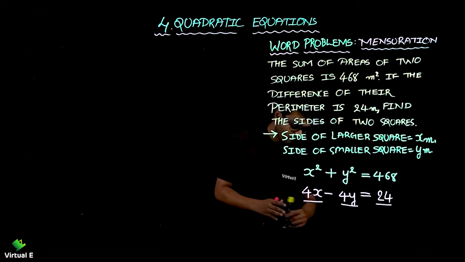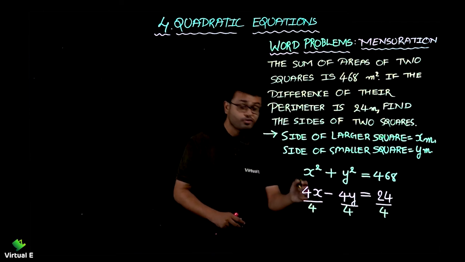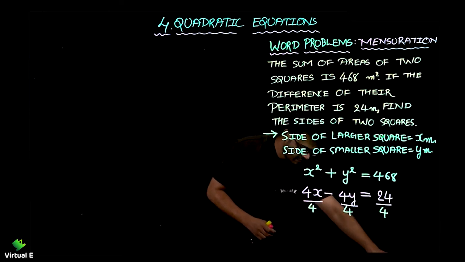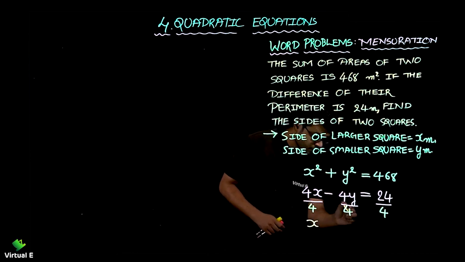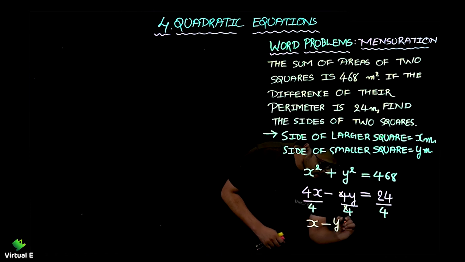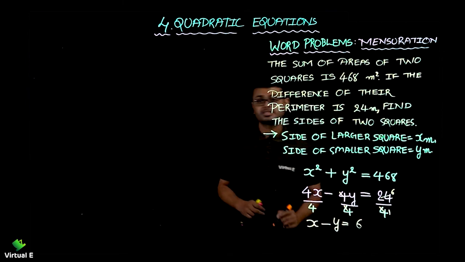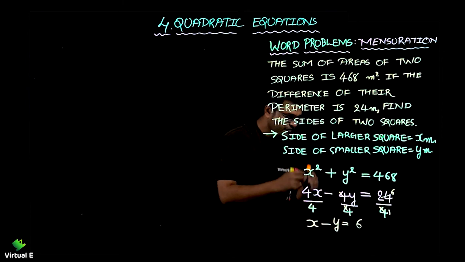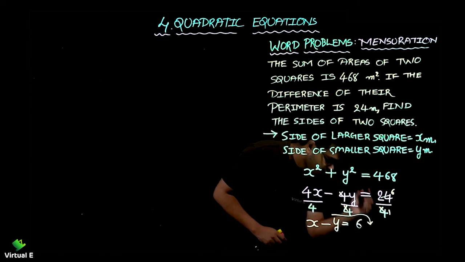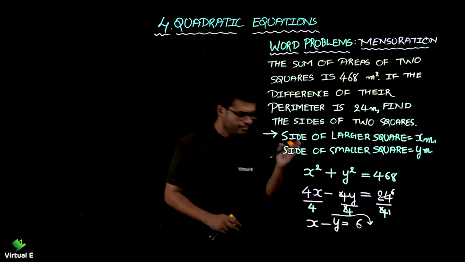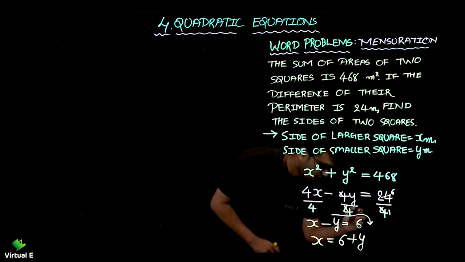So if I divide all of them by 4, here 4 and 4 will get cancelled. What's left is only x over here. Then this 4 will also get cancelled. What's left is minus y. And here 4 ones are 4, 4 sixes are 24, so here it is 6. Let's simplify even further and make x the subject. So y will come over here and negative y will become positive. So x is equal to 6 plus y.